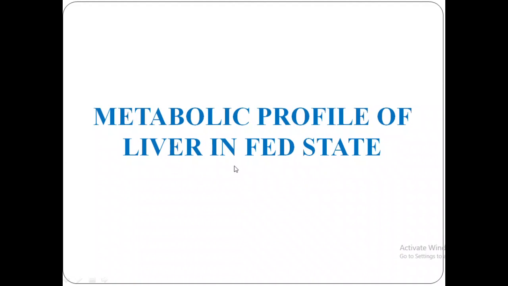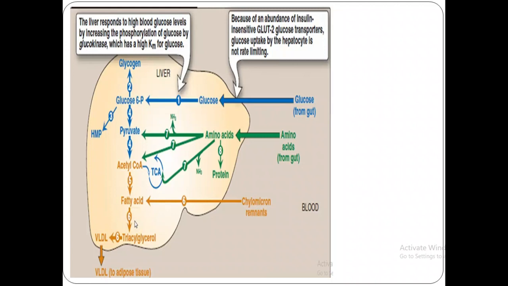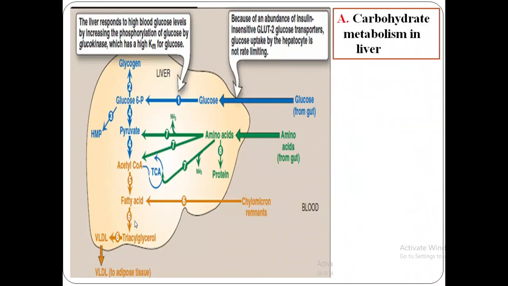Now I'll explain the metabolic profile of liver in fed state. We will begin the discussion with the carbohydrate metabolism in liver. Liver is normally a glucose producing rather than a glucose utilizing tissue. But after a meal containing carbohydrate, the liver becomes a net consumer, retaining approximately 60 grams of every 100 grams of glucose presented by the portal system. This increased use reflects increased glucose uptake by the hepatocytes.